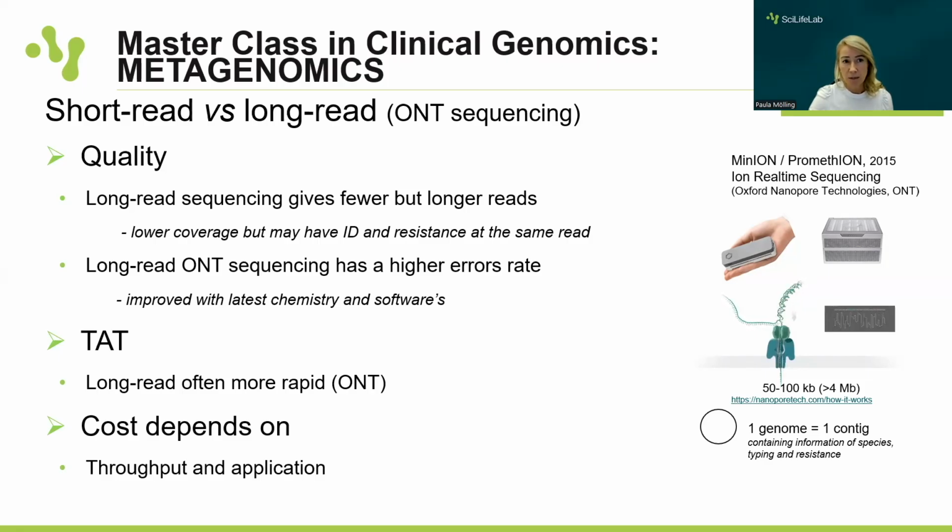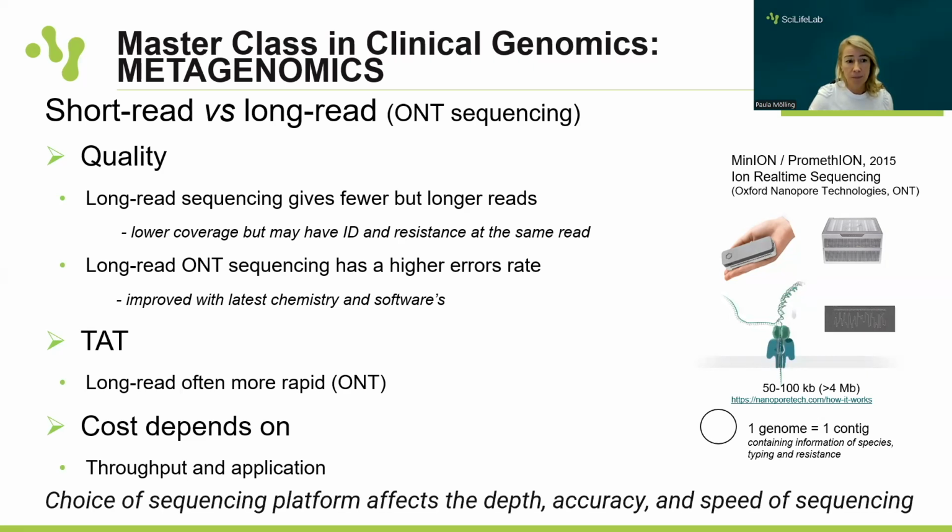So for short read sequencing, you often need many more samples to be as cost effective as possible, while in ONT sequencing, you can sequence only a few samples at a time. And the choice of sequencing platform, of course, affects the depth, accuracy, and also the speed of sequencing.